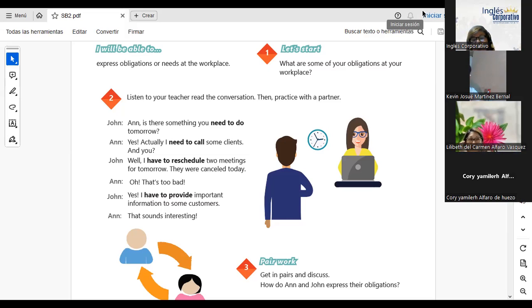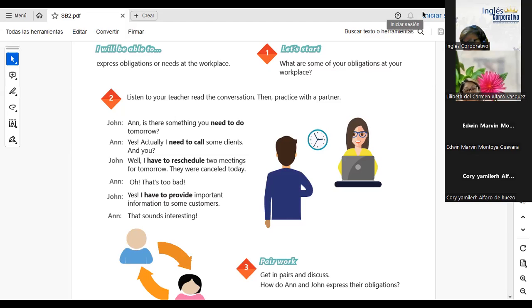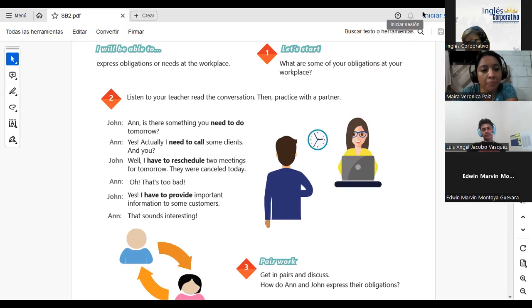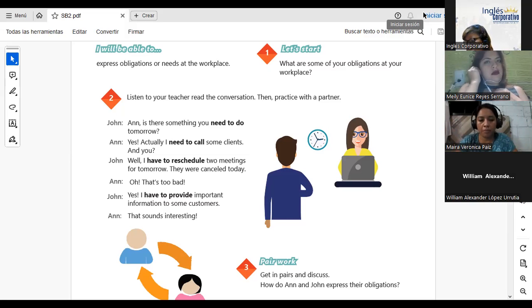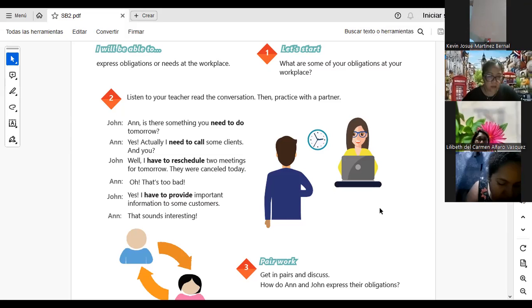Teacher, perdón, me había levantado. Corina. Ah, ya la estaba dejando afuera. No, a usted no la había llamado. Luis. Present. Mayra. Present. Meili. Present. William. Present, teacher. Cori. Cori fue la que me dijo, ¿verdad?